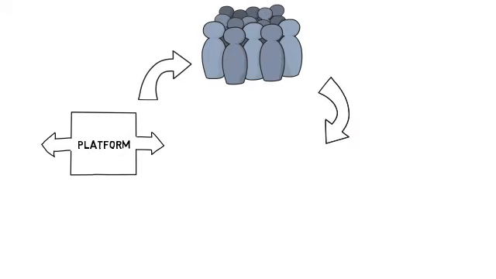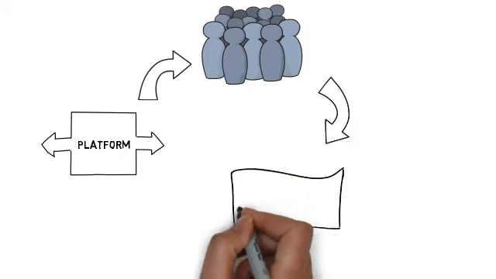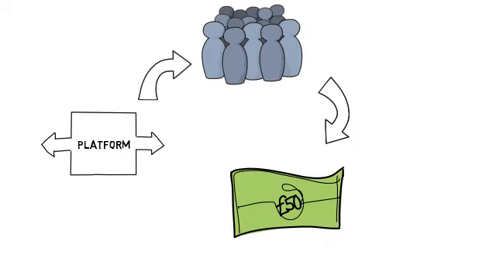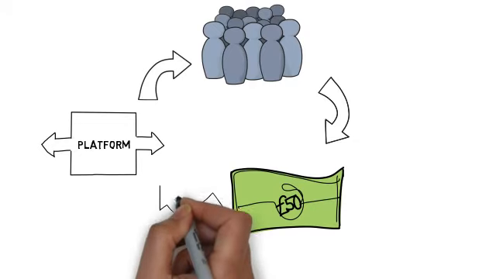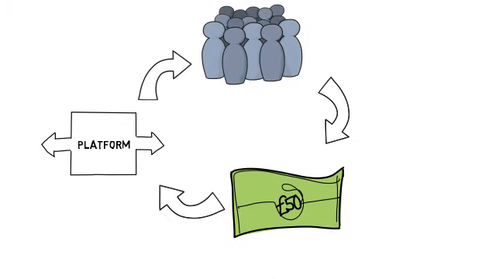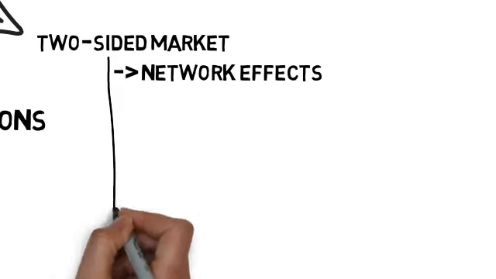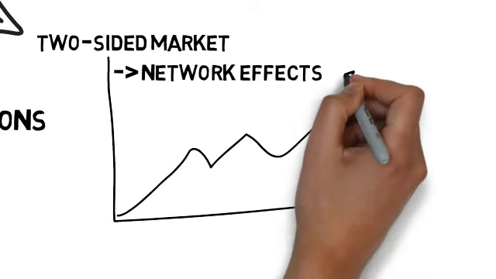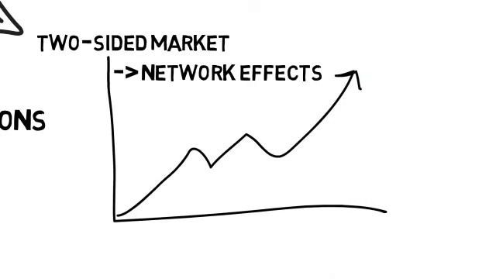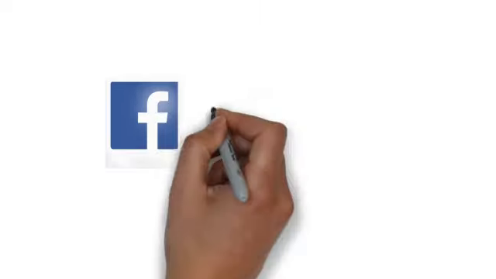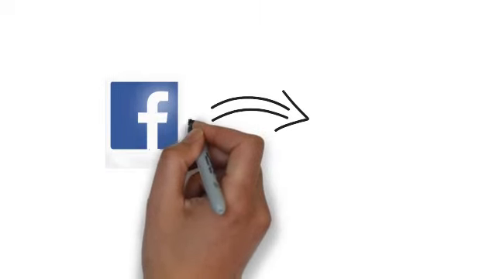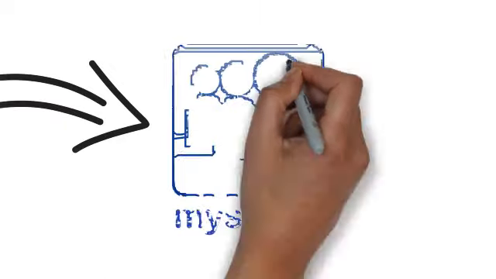Advertisers want to reach as many people as possible. So the more people that are using the platform, the happier the advertisers and the more money the platform can make. Advertisers benefit from the users and the users benefit from free access to the platform, connecting with their friends and getting targeted advertisements. Because of network effects, successful platforms enjoy increasing returns of scale.